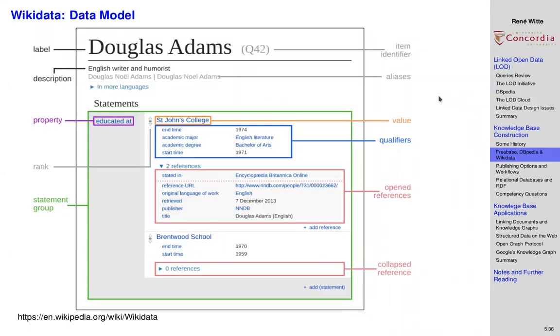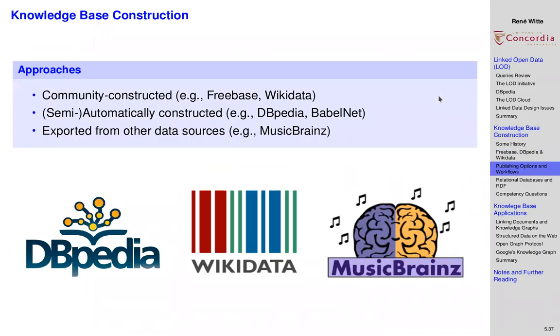Hello, welcome back. So now you have seen three major ways of how knowledge bases are constructed, and these are three typical approaches on how you can build them. The first was a community constructed approach, where people manually build a knowledge base. Freebase was an early example for that, and Wikidata is an ongoing example.